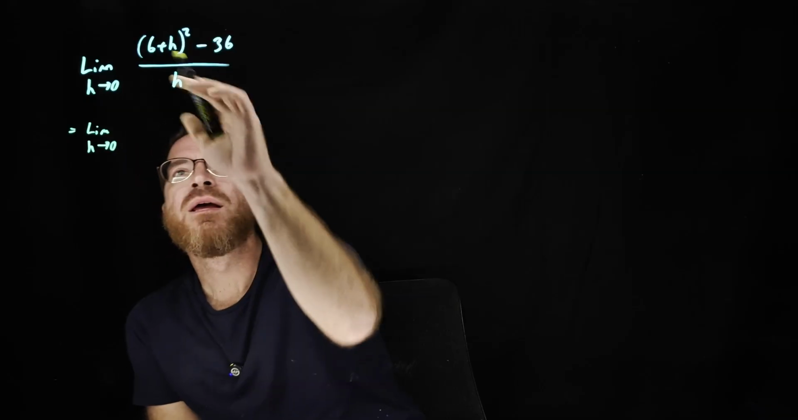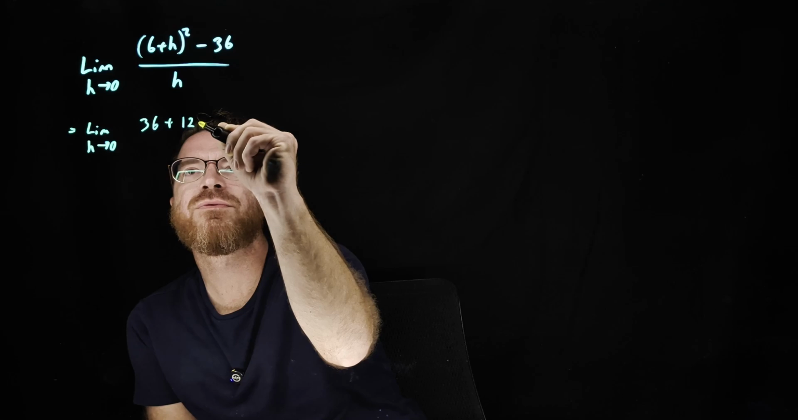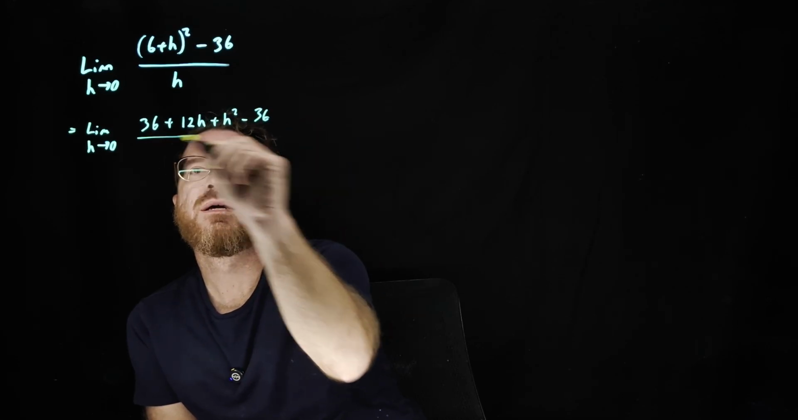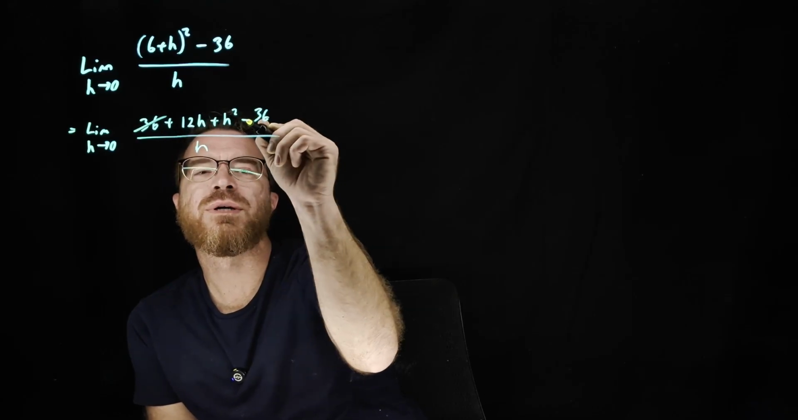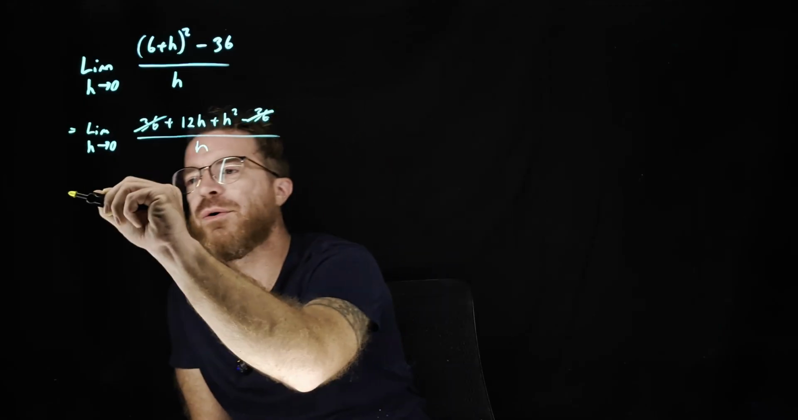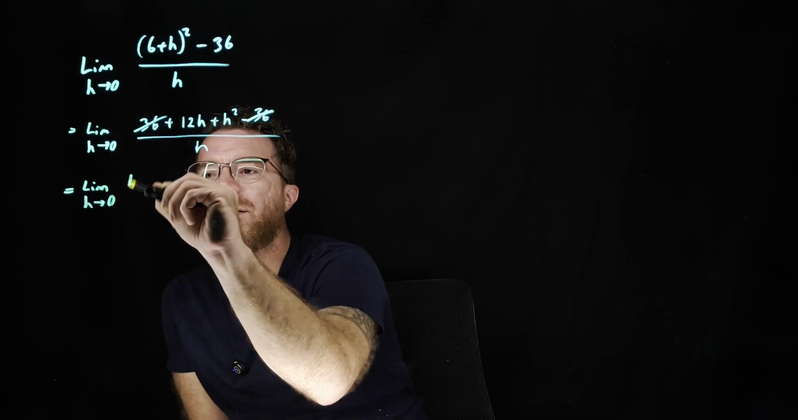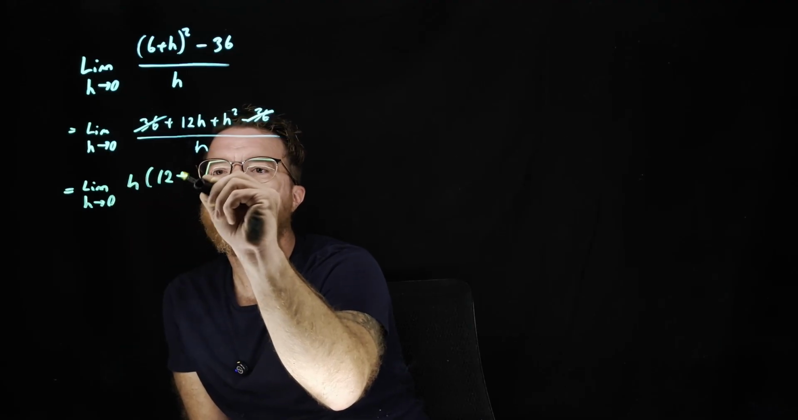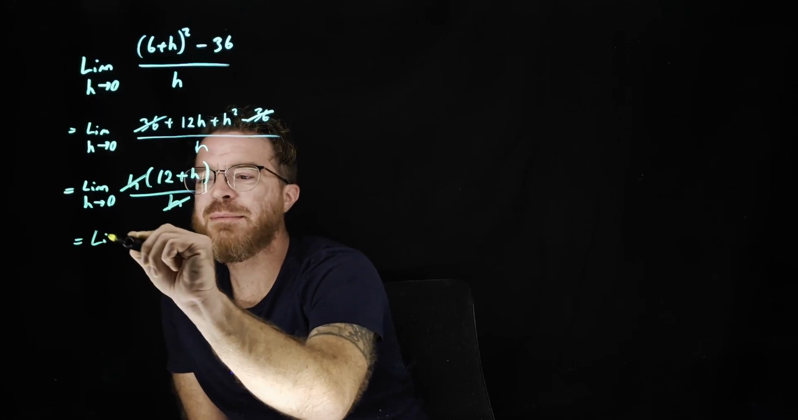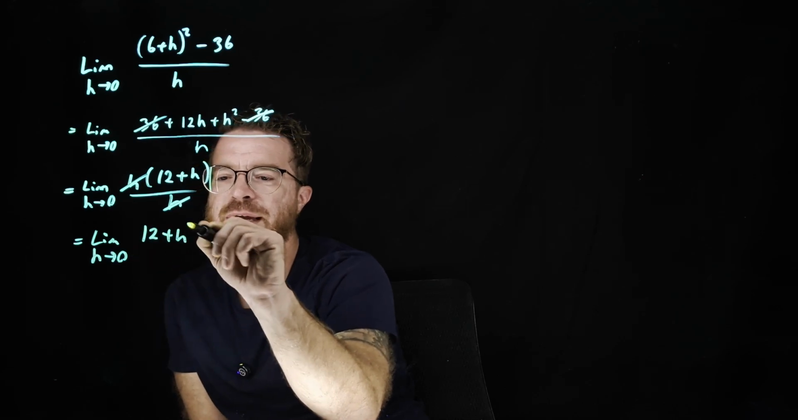So as h goes to 0, I'm going to do first, outer, inner, last. So this is going to be 36 plus 12h plus h squared minus 36, divided by h. The 36s are going to cancel. This is going to leave me with 12h plus h squared over h. I'm going to pull an h out. So this is the limit as h goes to 0 of h times (12 plus h) divided by h. The h's will cancel, and now I am left with the limit as h goes to 0 of 12 plus h.